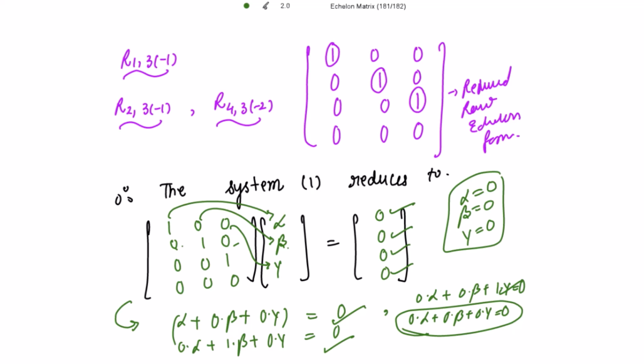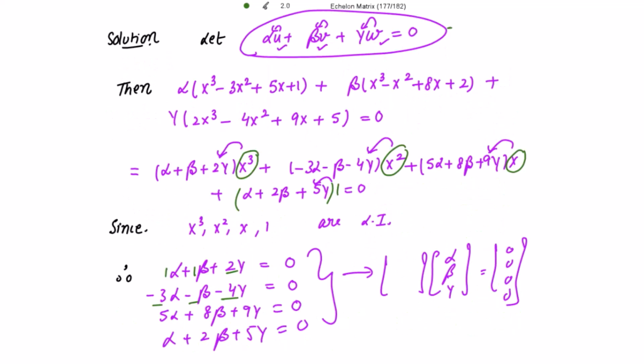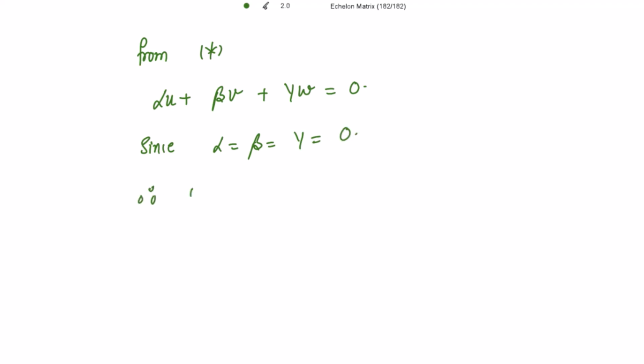Okay, so let me mark this as star. From star we are having alpha u plus beta v plus gamma w equal to 0. And because alpha, beta and gamma are all equal to 0, therefore u, v, w are linearly independent. Right?